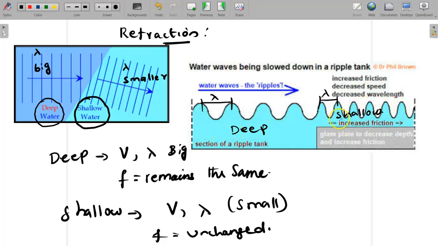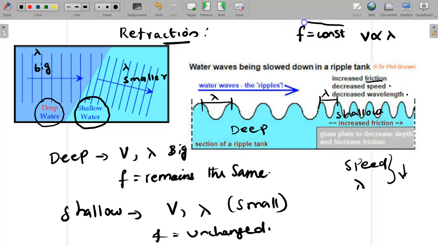They will ask why in the shallow region speed and wavelength decrease. Because when we place a glass block, the water gets more friction from the glass block, so it decreases the speed, which decreases the wavelength, because speed is directly proportional to the wavelength, because frequency is constant. So always in refraction, speed is directly proportional to the wavelength.